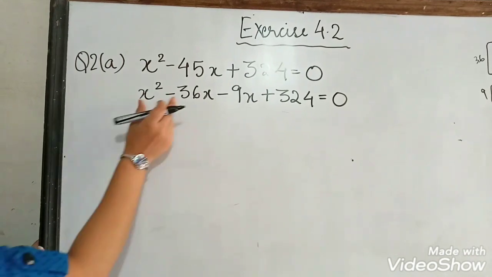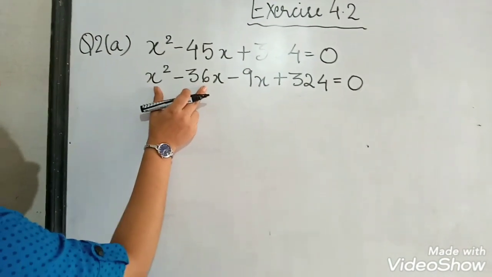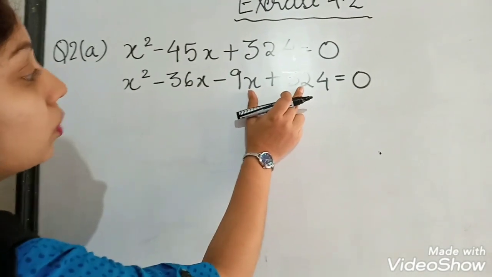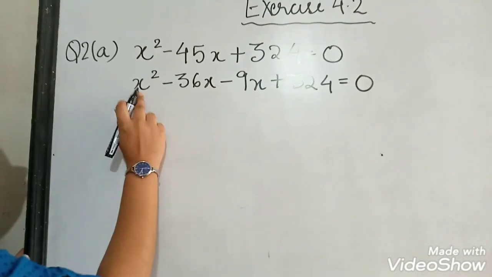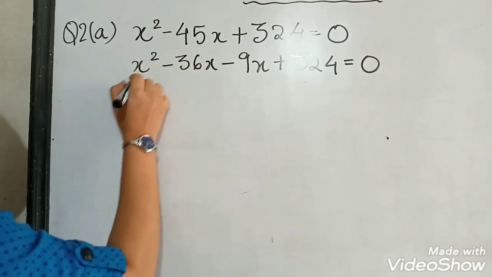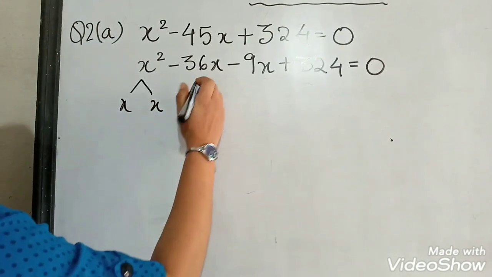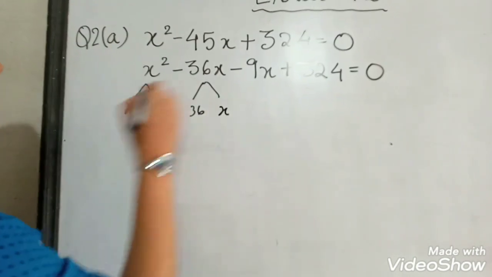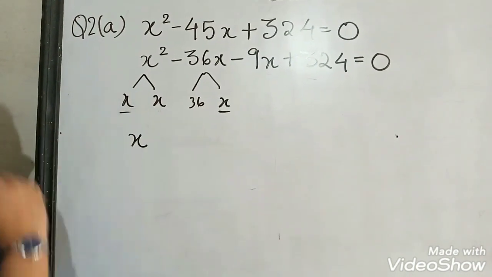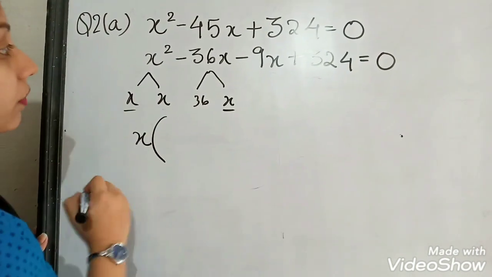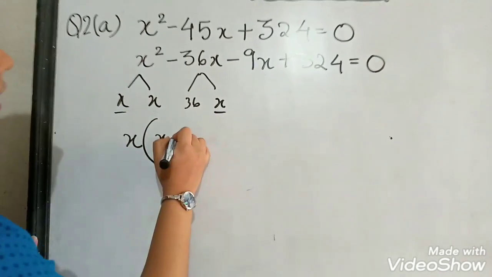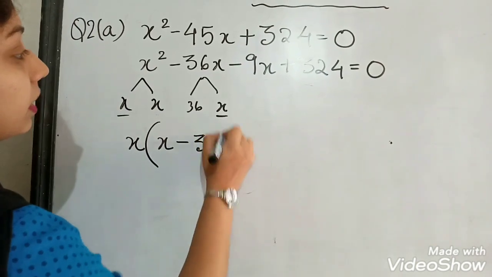Now we take the first two terms and take something common from here, and then we take the next two terms and take common from there. What is common here? This is x square, which is x into x, and this is 36 into x. So both have x common, and we take x out of the bracket. What will be left inside? This is x square; if one x is outside, then one x will remain inside. This will be minus 36.